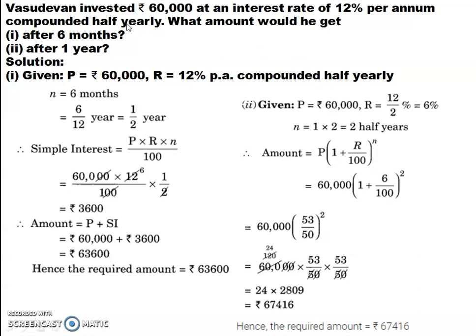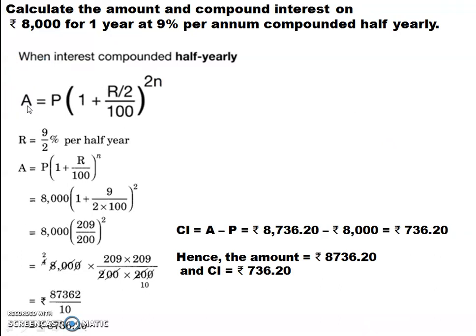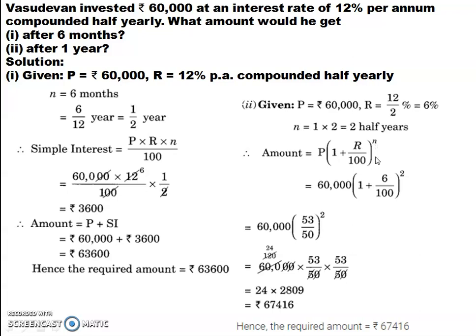Here you are calculating half yearly. So 12 by 2, 6. Now 1 year, 2 into 1, 2. In the previous question we saw that the formula is A equal to P into (1 + (R/2)/100) the whole raised to 2N. Isn't it? So in this also we will calculate the same thing.